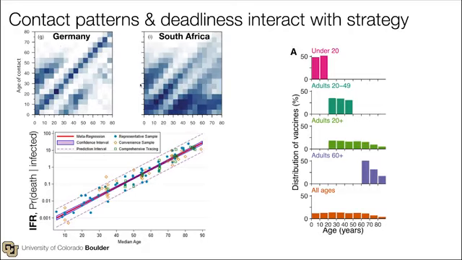So these interact with strategy in the way that we can specify some strategies like, what if we give the vaccine just to those under 20?